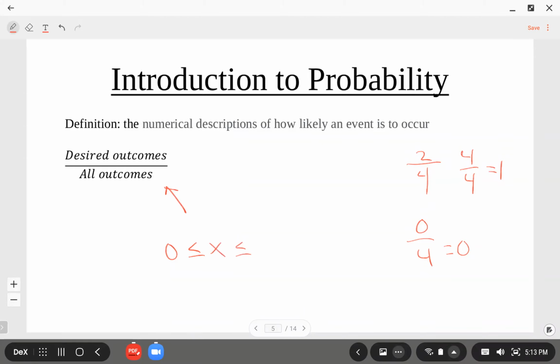And then it's going to be less than or equal to 1. Okay, it can't be greater than 1, and it can't be lower than 0. It has to be 0, 1, or any fraction in between those two numbers. So it's almost always going to be a fraction. The only time you're not going to have a fraction as a probability is when you have a 1 or a 0. Is that clear?